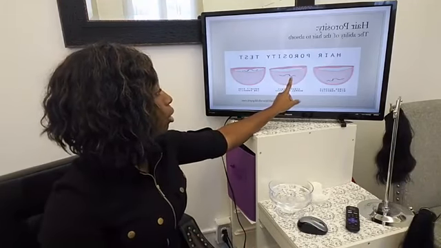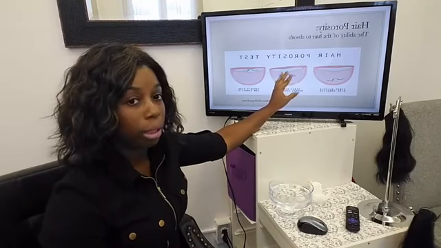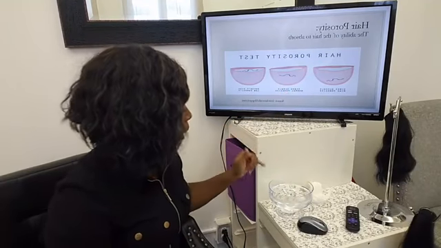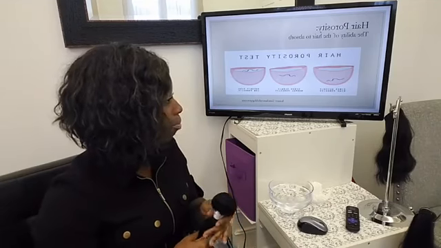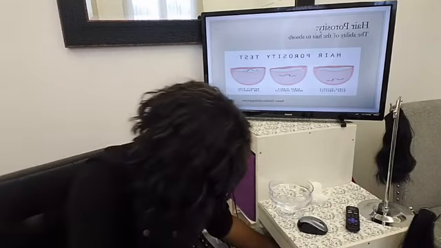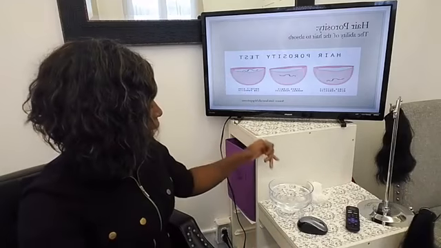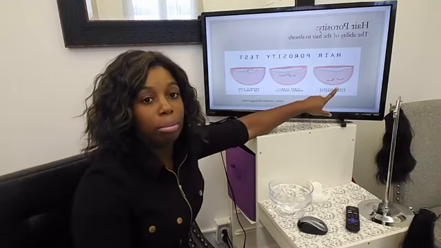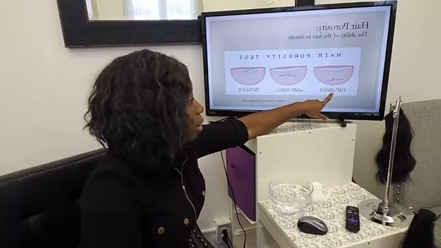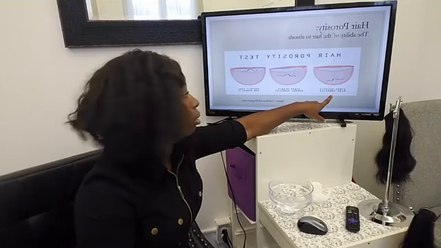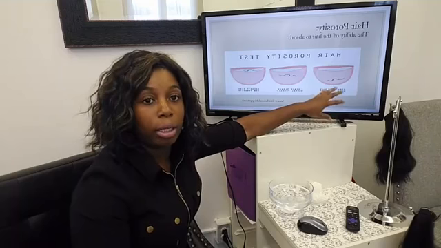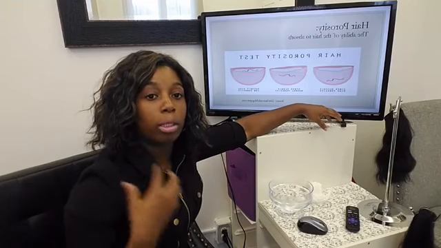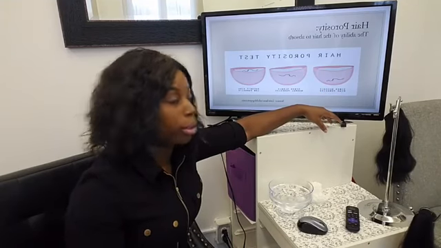Normal is pretty much anywhere in between the high and the low point. And then I also put in a strand of hair, just a strand that was laying around, and it sunk down to the bottom, which is a high porosity hair. With this, we have to be careful because it overly absorbs.